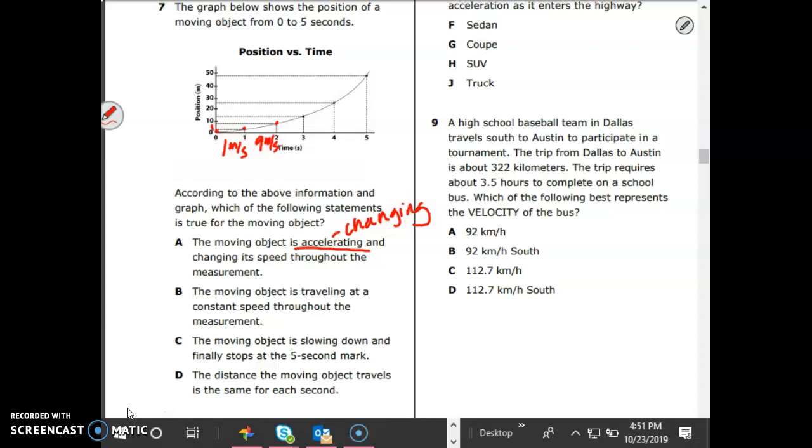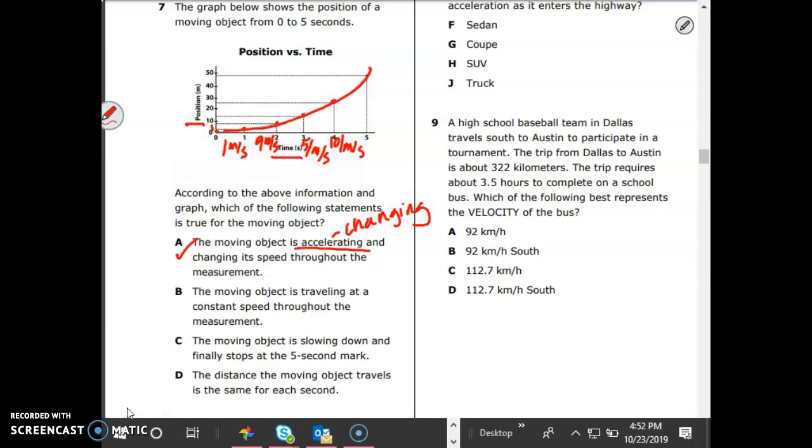Then we go to 3, it looks like it traveled from about 9 to about 14, which is about 5 meters per second. So it looks like it's changing speed every time. From the next little time period from 3 to 4, we went from about 15 to 25, which is around 10 meters per second. This is also a curved line. And if you guys will remember, we learned that a curved line on a position time graph means it's changing. So this looks like it might be the right answer, but let's double check.